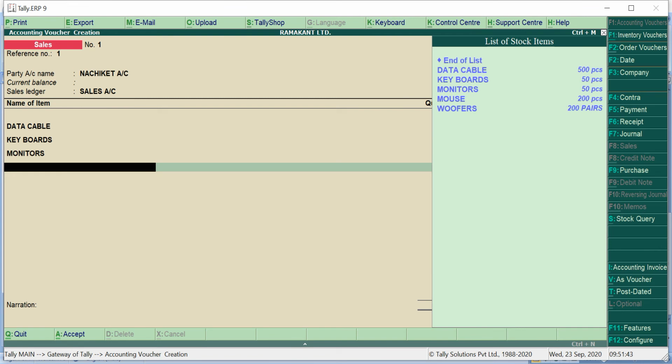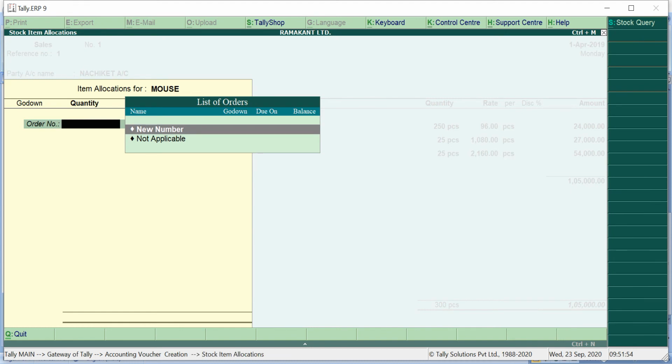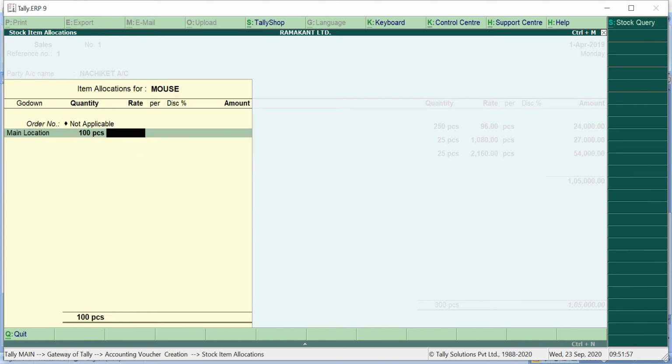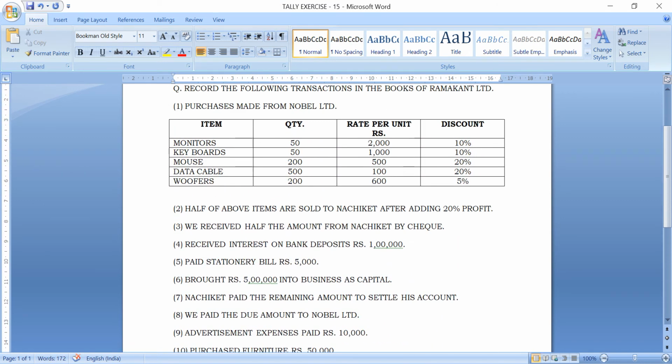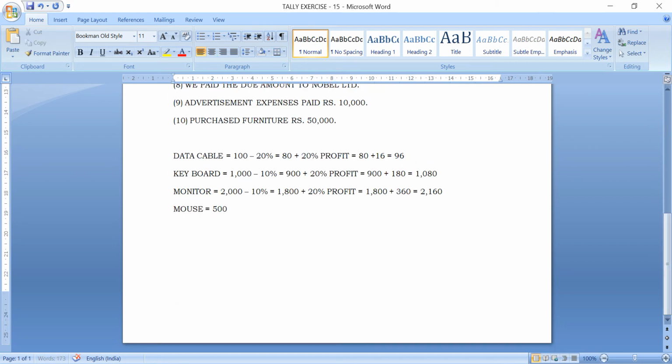What comes next after monitor? We have mouse. Mouse 200 in stock, so we will sell half, 100. Again decide the rate. See the mouse details. Mouse is 500 and 20% offer. 500 minus 20% off, so that will be 400. Minus the 20% discount, 400 remains.